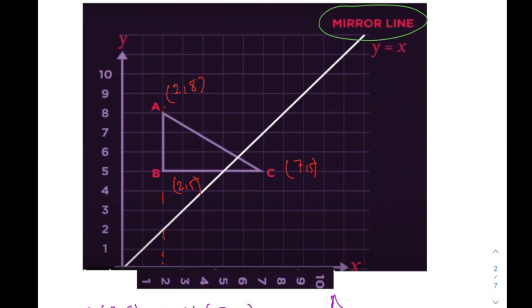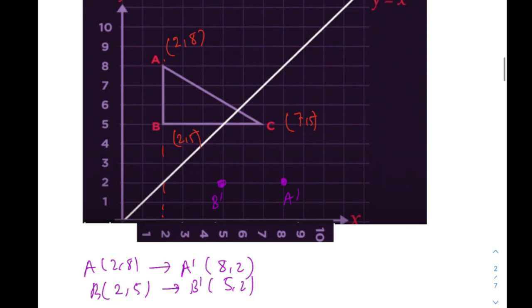And I will plot the point. (8, 2). So go to 8, up to 2. It will be here. Right? Okay, again, B was (2, 5), so B prime will be (5, 2). I'll go to 5, up to 2. And this will be B prime.